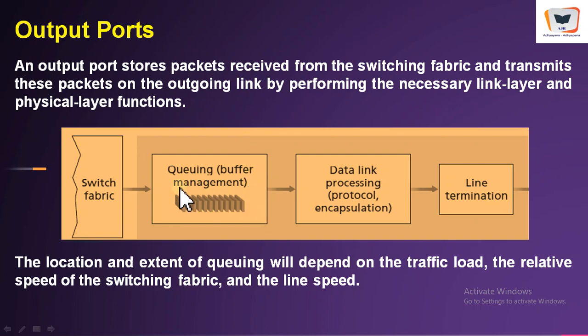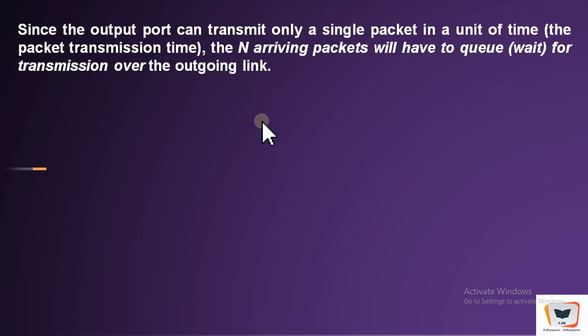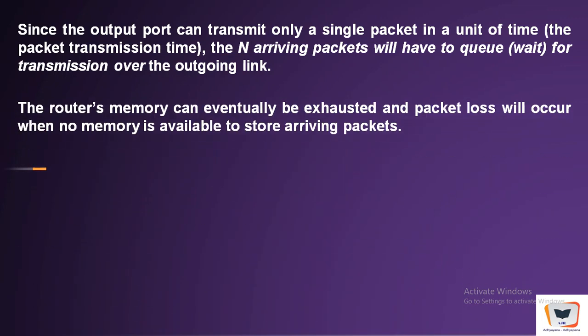Therefore, since the queue holds different kinds of packets of different lengths, there is a differential transmission latency or transmission delay for each and every packet. Therefore, queues are formed. This is the reason why queues are formed at the output port. Since the output port can transmit only a single packet in a unit of transmission time, the n arriving packets will have to queue or wait for transmission over the outgoing link. Therefore, there is a buffer provided in the output port.